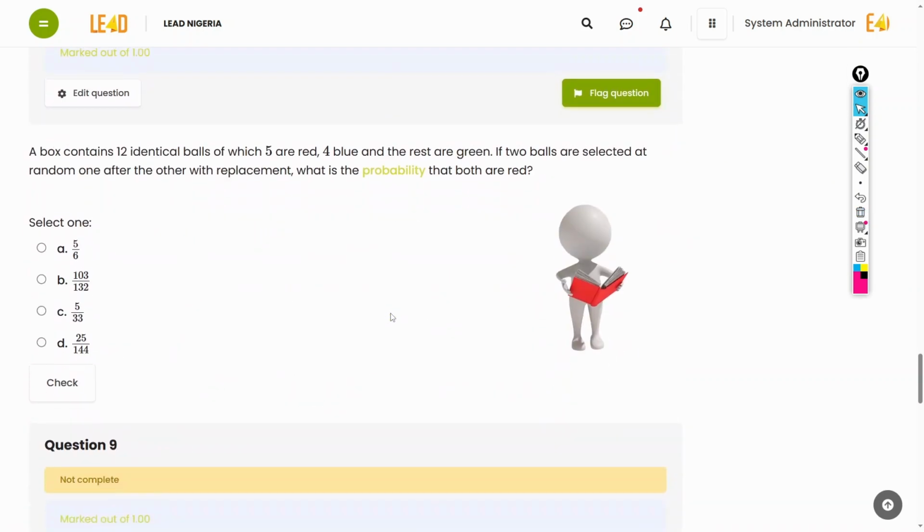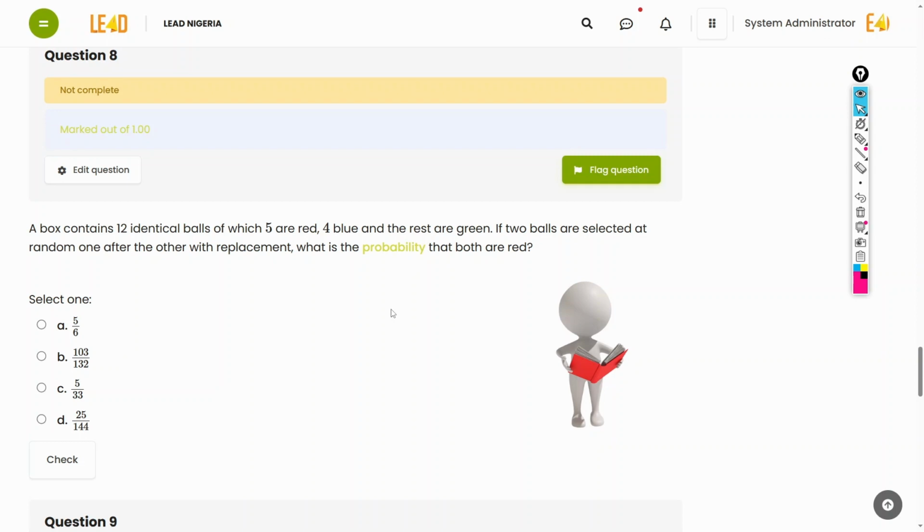All right, question 8. A box contains 12 identical balls, of which 5 are red, 4 are blue, and the rest are green. Okay, so let me draw this out. 5 are red. Four are blue. And the rest are green. Obviously there will be just 3 green balls, because the total is 12.